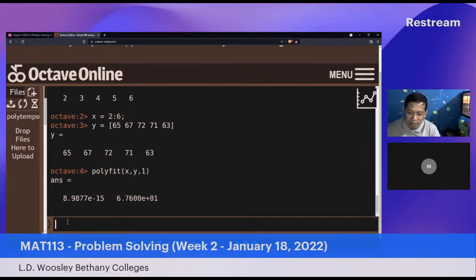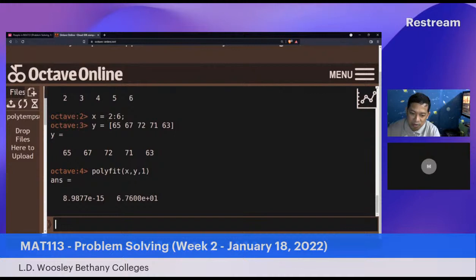In the book, can you follow Micaela? On the PDF file, it's zero. But yung present dito ni Octave is negligible, almost zero. 8.9877 raised to 10 raised to negative 5 and 6.76 e raised to negative 1. This is equivalent to 67.6. So ganyan yung ibig sabihin niyan. The x coefficient would be 0 and the y coefficient is 67.6. So that's the idea there.